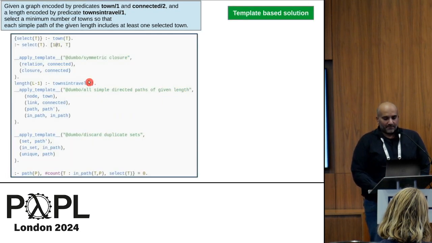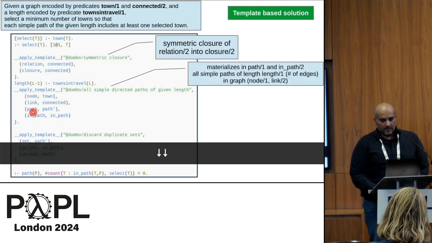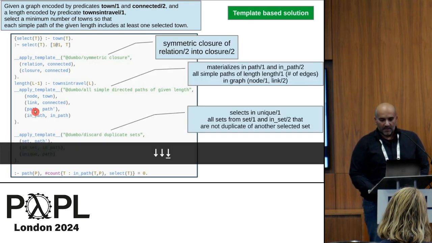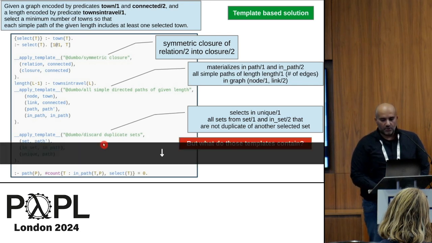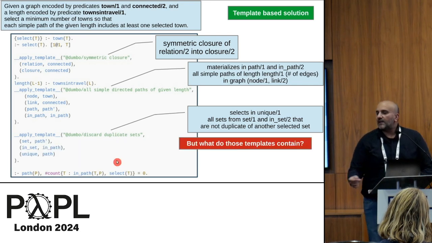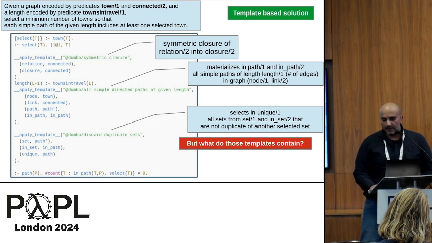Template-based solution. You want to close symmetrically the connected relation. You want to adjust the length. Then maybe you will have a template from a grandmaster that is going to compute, from a graph encoded in these two predicates, all the paths materialized in these two predicates. And finally, you want maybe to discard duplicates. Again, you can reuse a template that some grandmaster brought. And finally, you check that you touch in all paths at least one of the selected town.